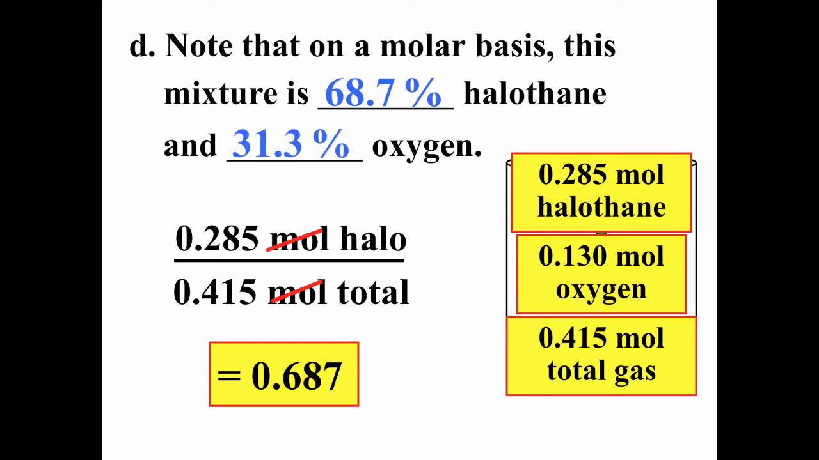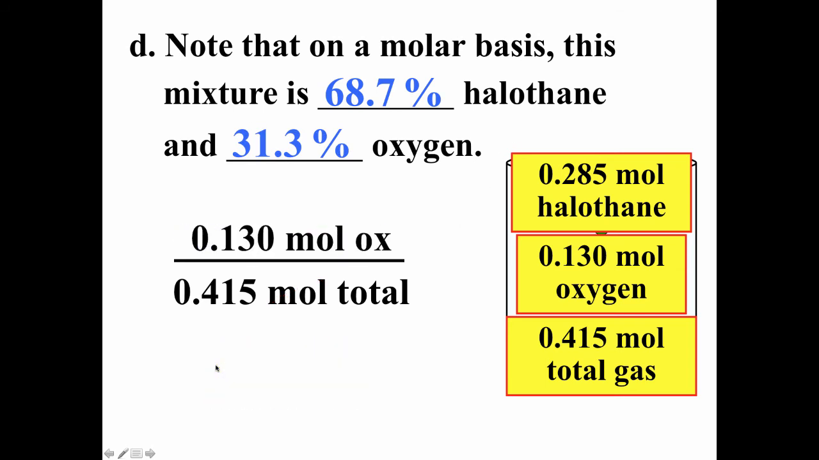Now, just similarly, we can do the calculation to determine the number of moles of oxygen, but since the total gases in the container are just the halothane and the oxygen, if it's 68.7% halothane, then it's got to be the remainder, 31.3%, due to oxygen. So we can calculate this. The mole fraction of oxygen is going to be the moles of oxygen, 0.130 moles, over the total, 0.415 moles. And when we do the calculation on that, we get 0.313, which of course means 31.3% oxygen, which we already knew.